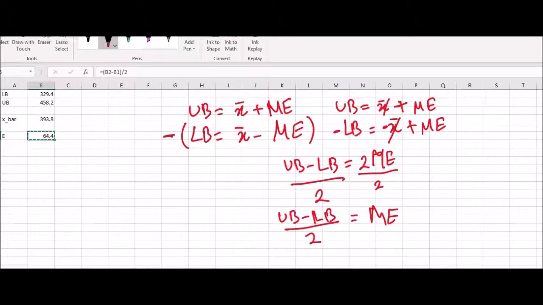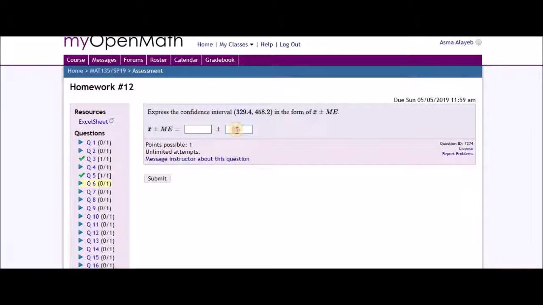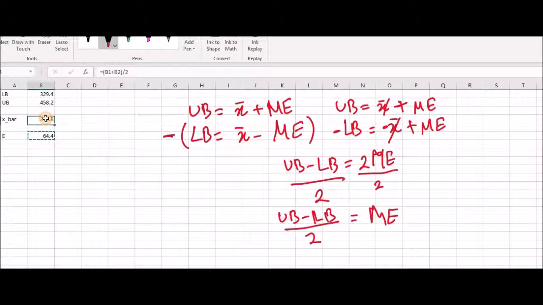So I will copy those values and put them here. I have the margin of error goes here, and the mean goes in the first box.